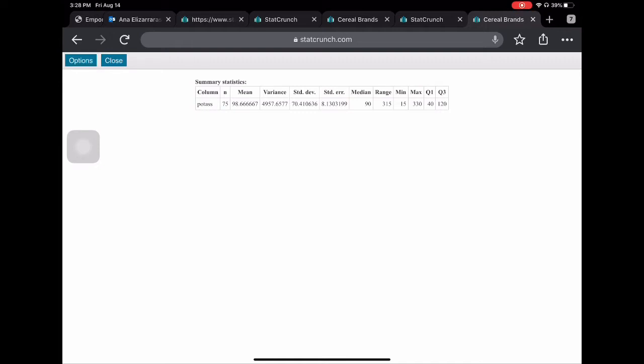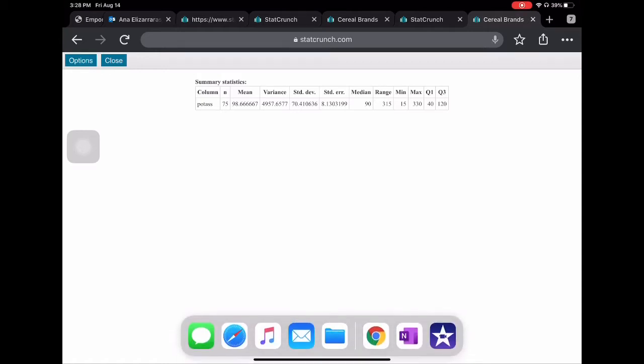And you get different values. You have a column that tells you what the variable is, it tells you the sample size, it tells you what the mean is, variance, standard deviation, and standard error we're going to come across later. We have the median, the range, the minimum, the maximum, and then the quartiles. This shows me that the mean is 98.66667 and the median is 90.